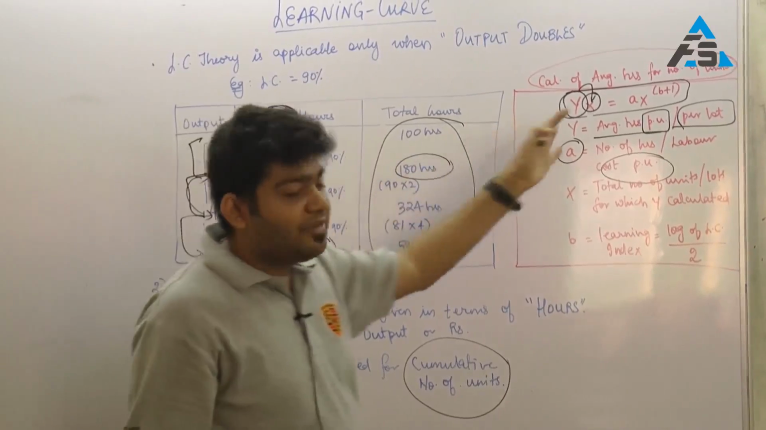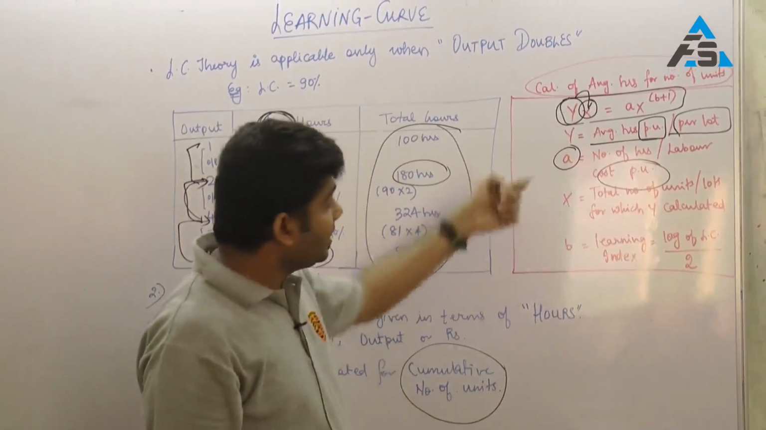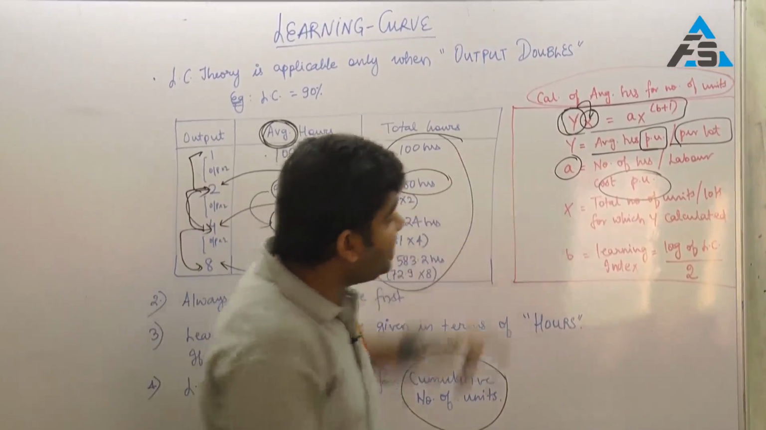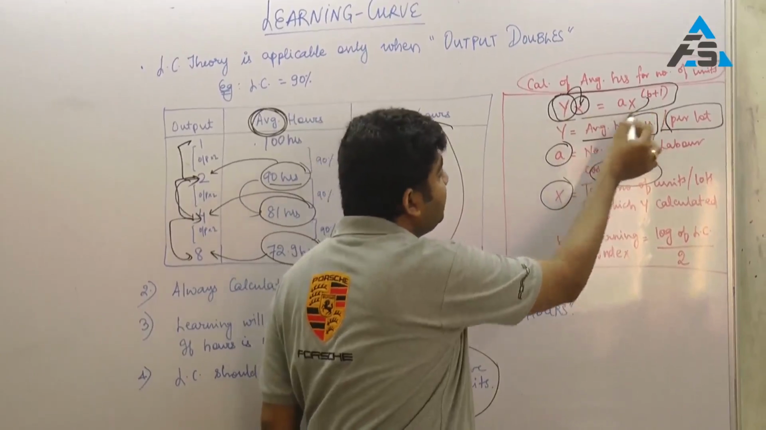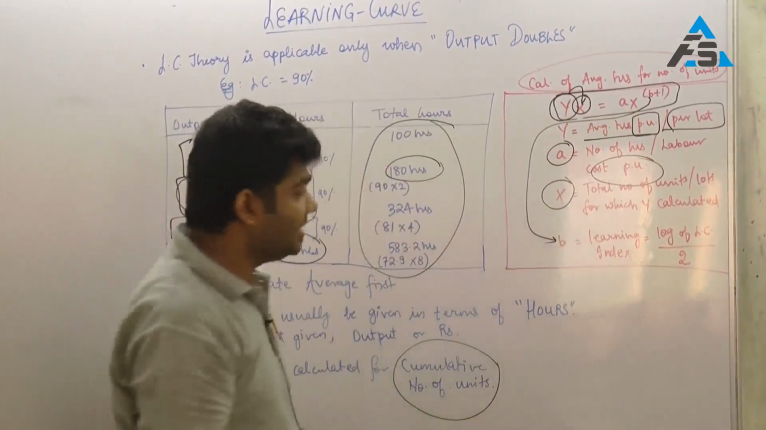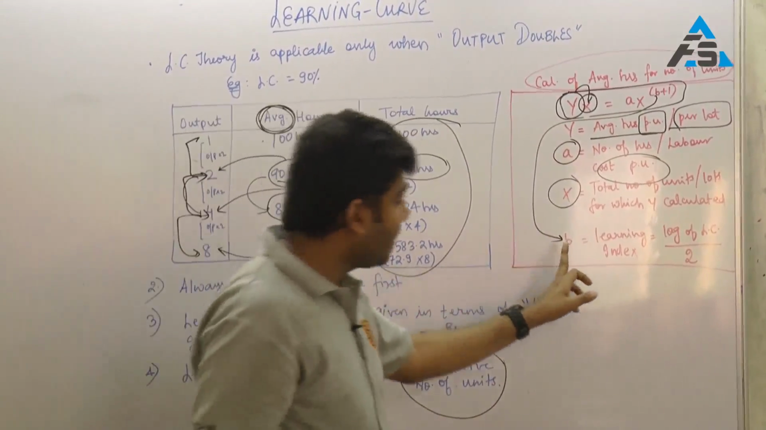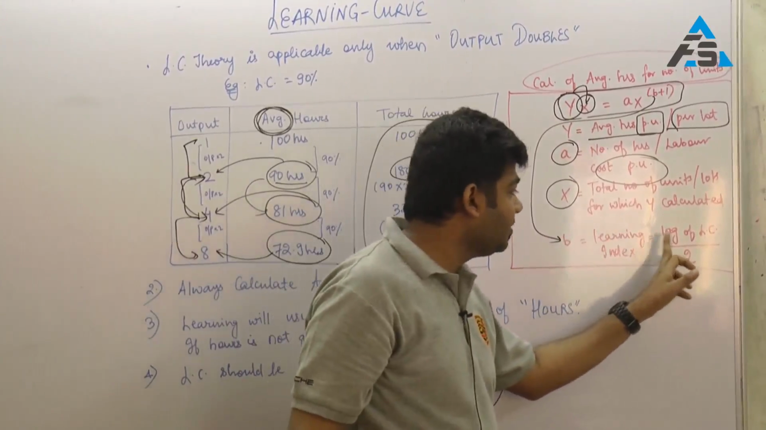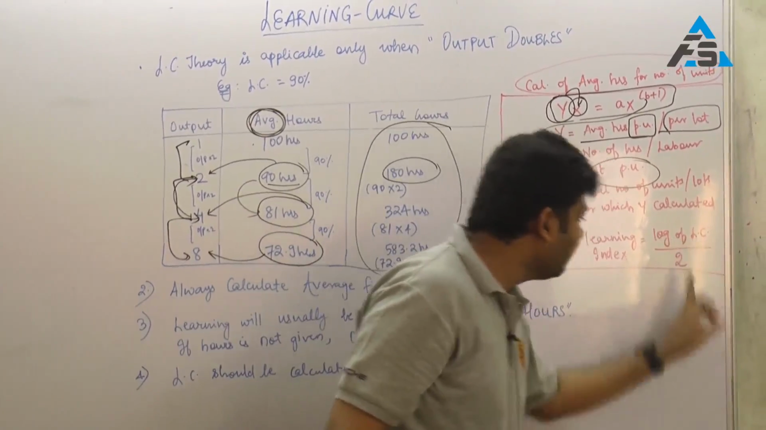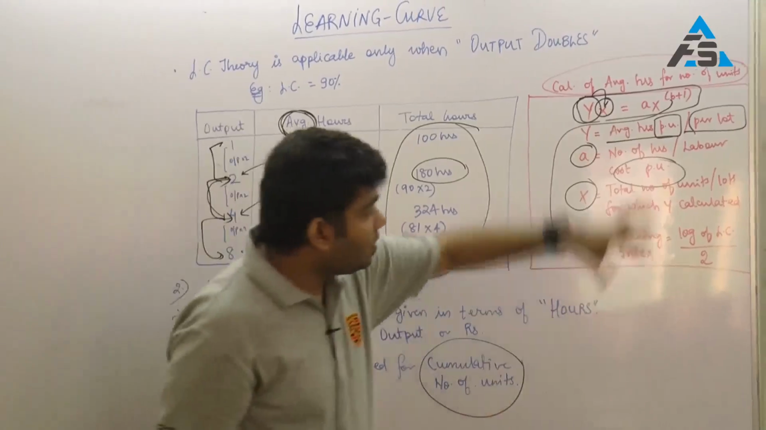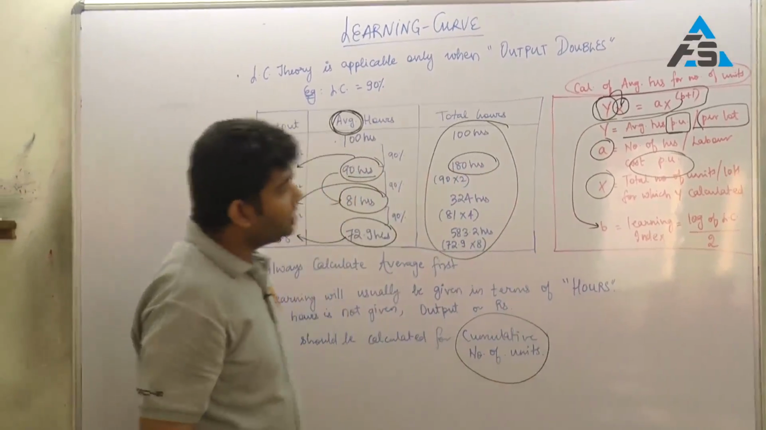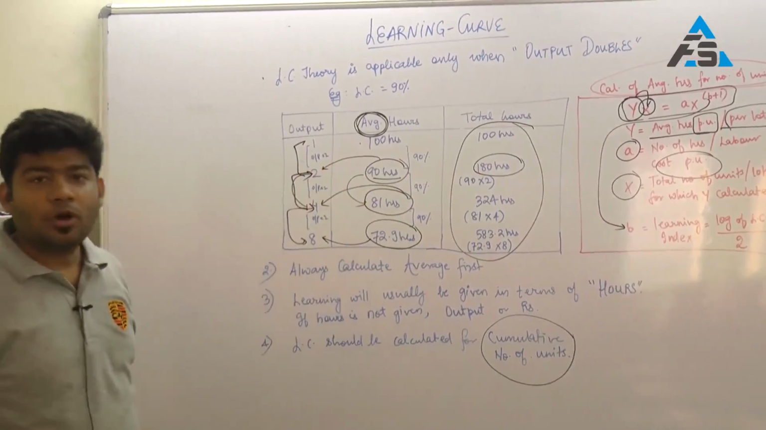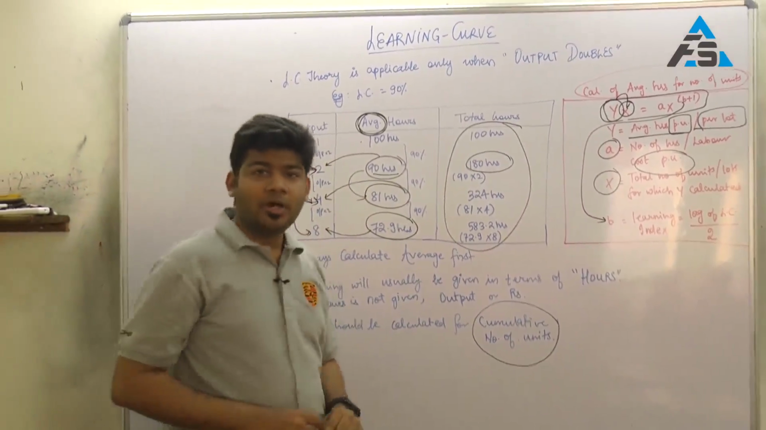A is the number of hours taken for the first unit, to be applied on however many units or lots there are. And this b is nothing but my learning curve percentage, which will be calculated as b equal to learning index equal to log of learning curve upon log 2. When we solve this, we will get the average hours if the output is not doubling, and this almost summarizes the concept of learning curve.